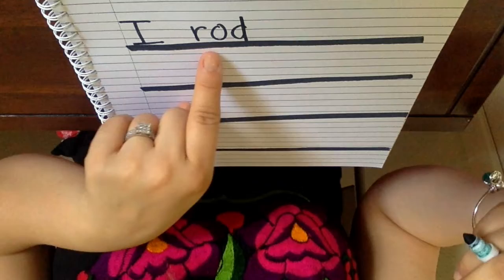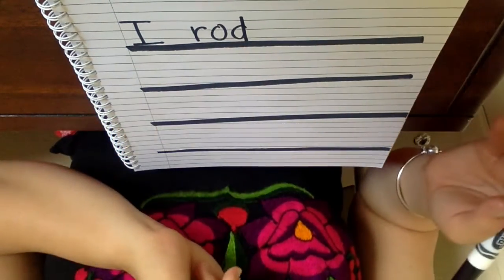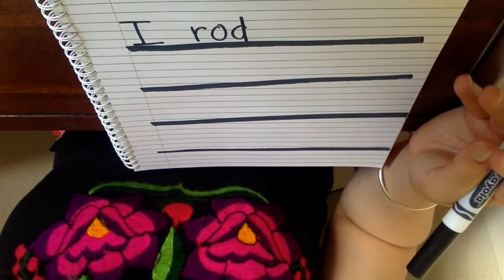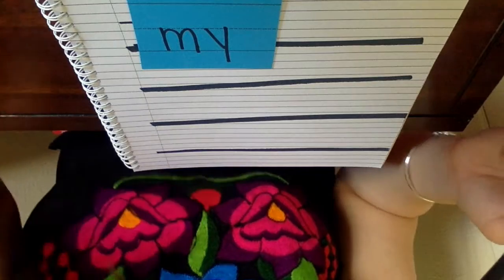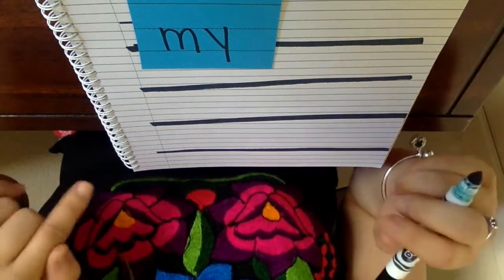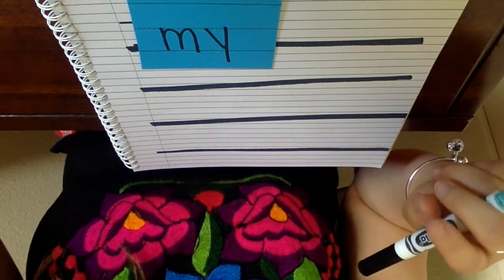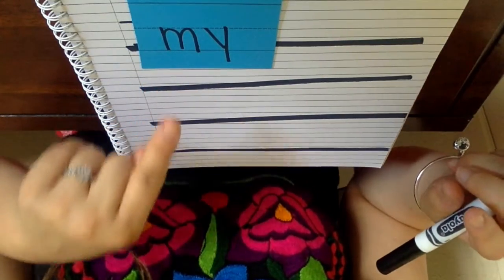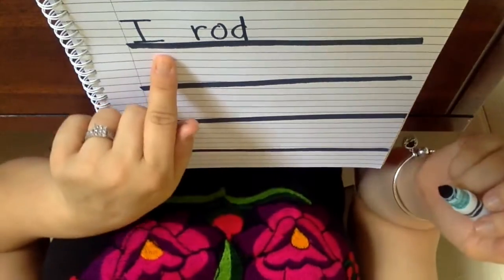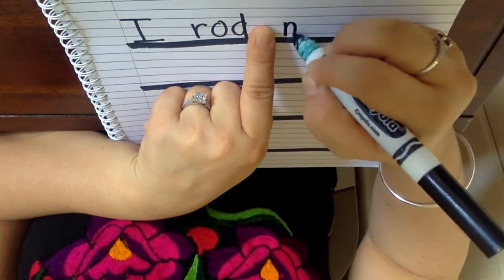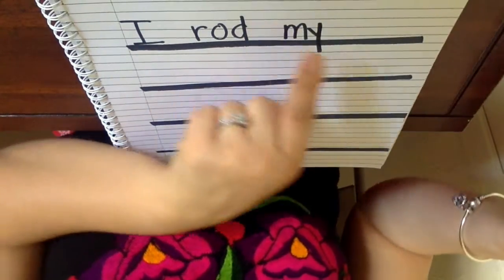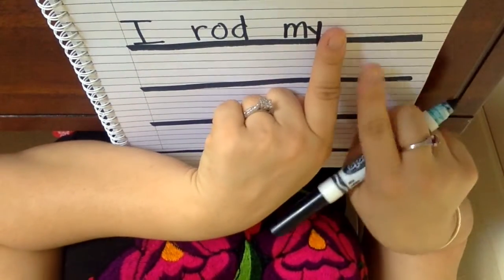I rode my. And my is actually a sight word. I went through our sight words that we've already done this year, and this is one of them. So this is not one that we need to sound out. This is one that we should already know, but I included it here just in case you forgot. So I rode, we need a finger space, my. What's my next word?